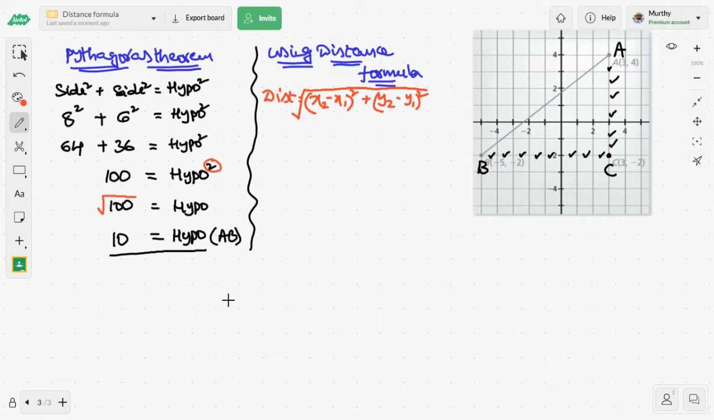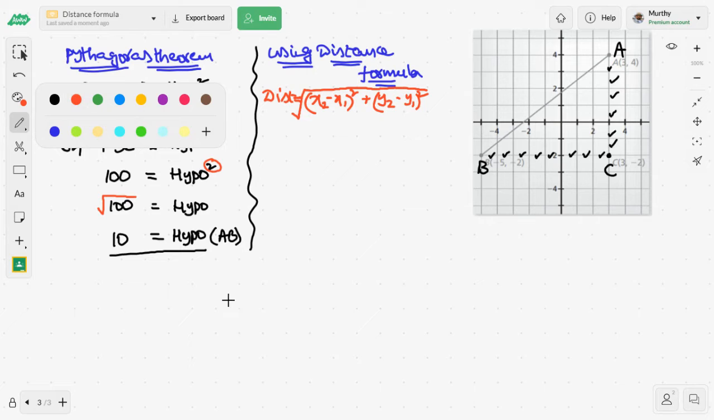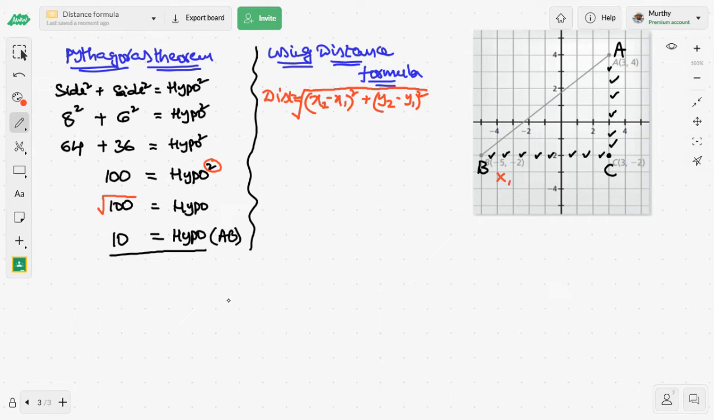My bad, I think due to lack of space, I am writing too closely. Now let's label these. As I told you before, it doesn't matter. If you want, you can take point B as x1, y1, or else if you want, you can take point A as x1, y1. It doesn't matter. So here, this is my second point. So now let me plug in the values. The value of x2, I see that it is 3 here, and x1 is negative 5. Therefore, it is 3 subtract negative 5.